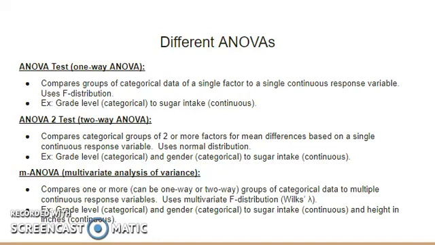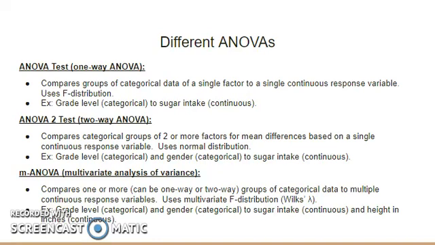The second type of test is the ANOVA 2 test, or two-way ANOVA, and this compares categorical groups of two or more factors for mean differences based on still a single continuous response variable. It uses the normal distribution. An example of this would be grade level, which is categorical, and gender, which is categorical, to sugar intake, which is continuous.